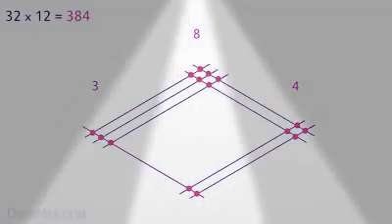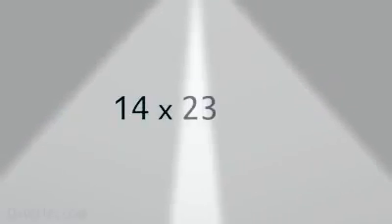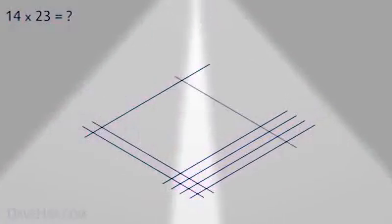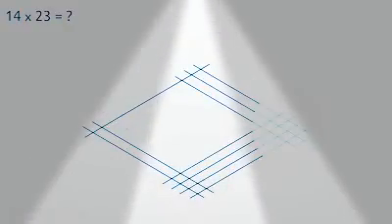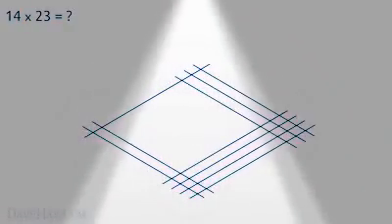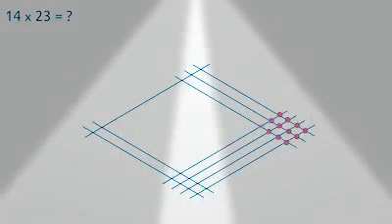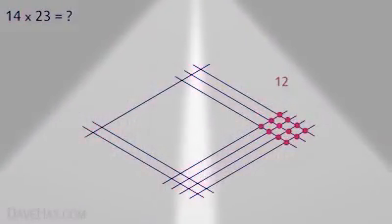I'll show you. Let's multiply 14 by 23. So draw out the pattern. 1, 1, 2, 3, 4. 2, and 1, 2, 3. Mark out our zones, and now let's count the dots. Starting from the right, we have 1, 2, 3, 4, 5, 6, 7, 8, 9, 10, 11, 12. So we'll write 12 up here.